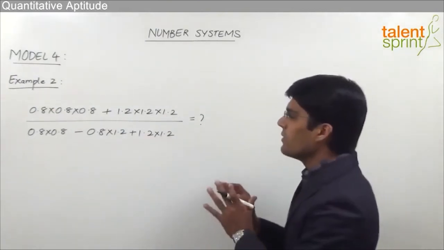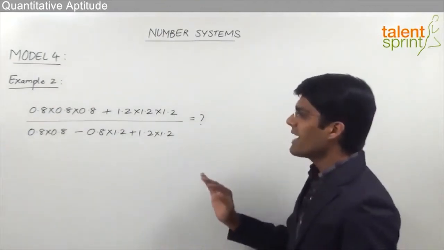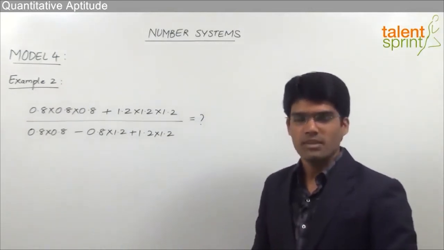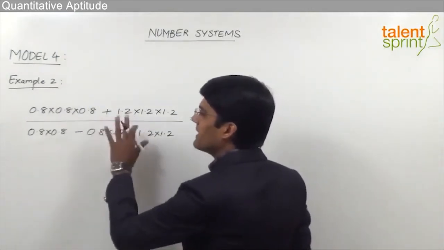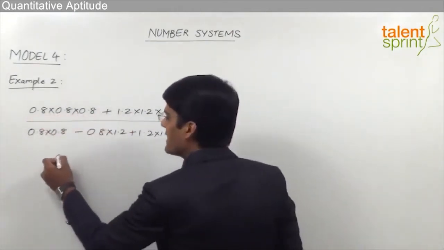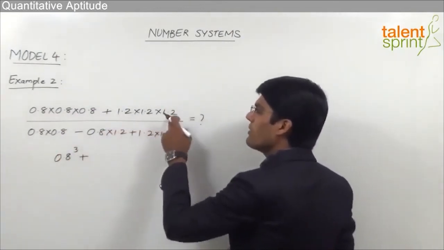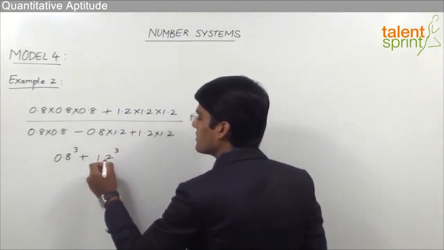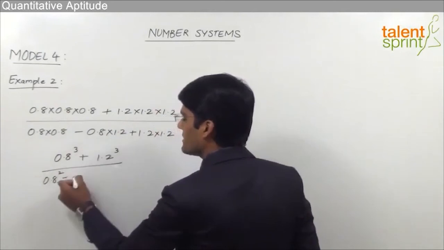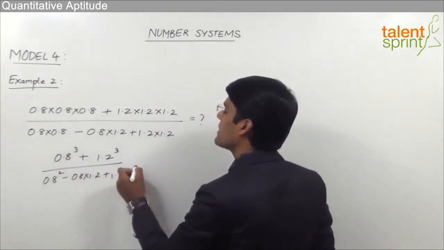Now friends, if you look at this question, it really appears to be a complicated one. But if you understand the formula which is to be applied here, the answer can be obtained in a few seconds. Now let us first of all simplify this in a proper form. For example, 0.8 into 0.8 into 0.8 can be taken as 0.8 whole cube plus 1.2 into 1.2 into 1.2 is 1.2 cube divided by 0.8 into 0.8 is 0.8 squared minus 0.8 into 1.2 as it is plus 1.2 into 1.2 is 1.2 squared.